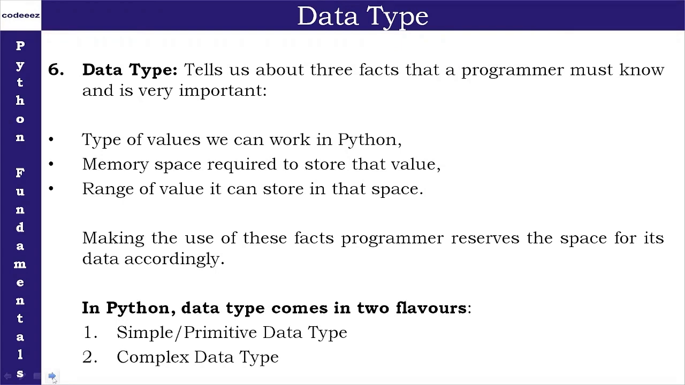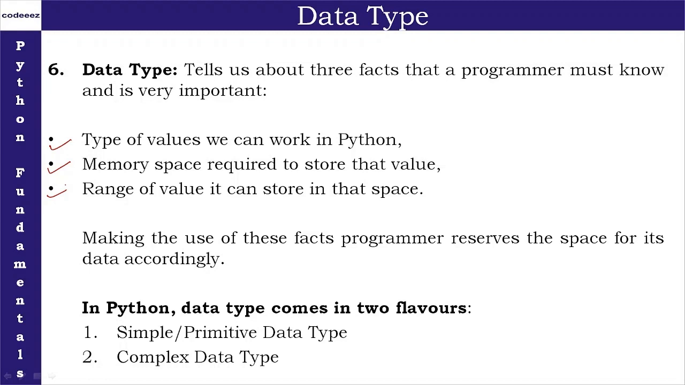So data type tells us basically three things, right? The first one is what are the types of values we can work with in Python, what will be the types of values supported by Python. Second, what will be the space required in memory to store that value? And the third is what is the range of values we can store in that space, right? So basically data types tell us three things.